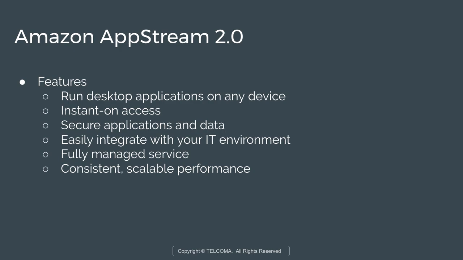So what are the features? With the help of AppStream 2.0, we can run desktop applications on any device. It is instant-on access, with secure applications and data. We can easily integrate with our IT environment. It is a fully managed service with consistent and scalable performance. So run desktop applications on any device. That means AppStream 2.0 provides users instant-on access to the applications they need and a very responsive and fluid user experience on the device of their choice.